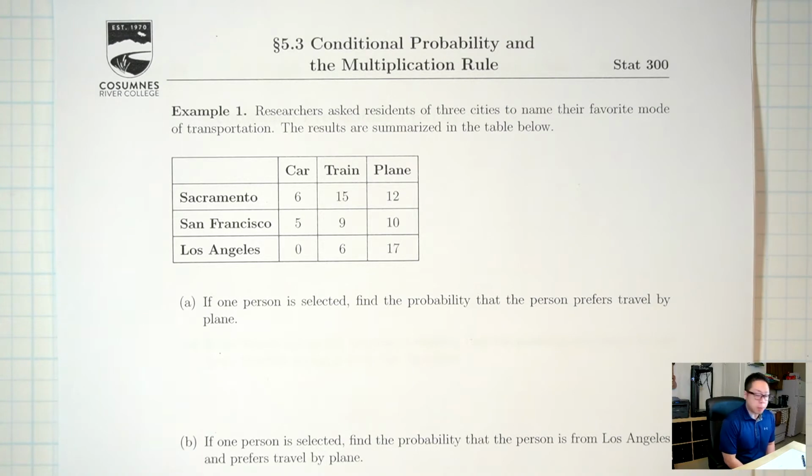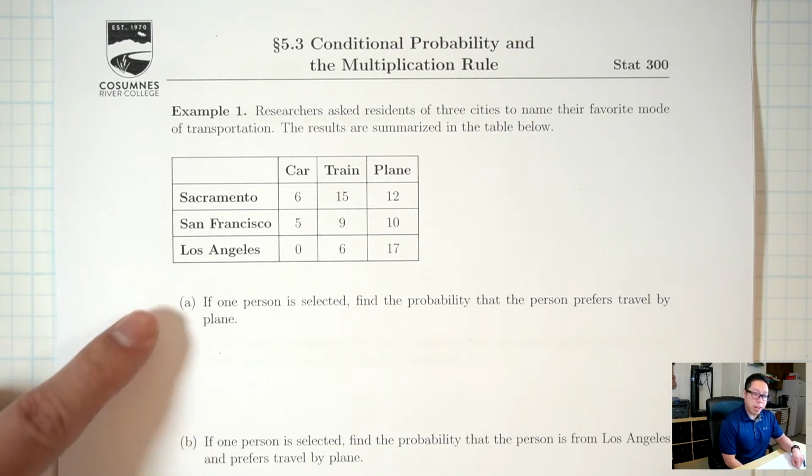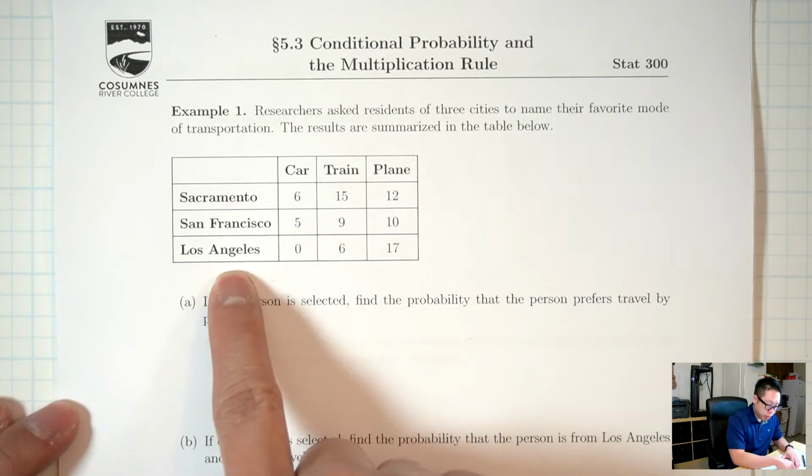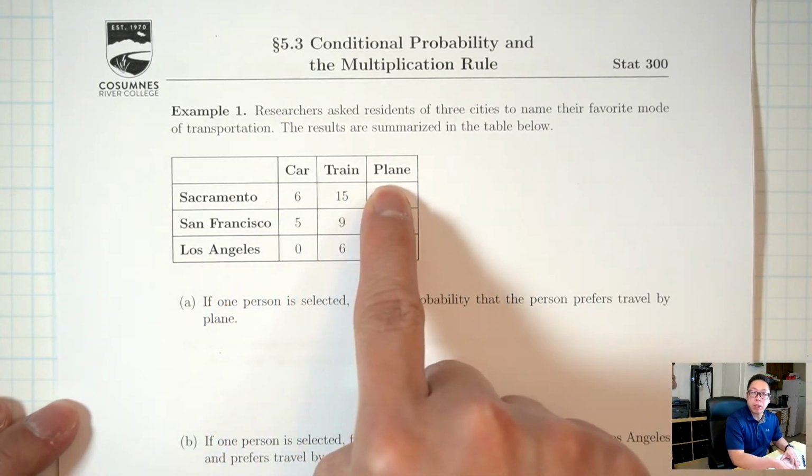Welcome back. I'm going to jump into example 1. Example 1 is going to be one giant example from part A all the way up to part R. We have a table here. This table represents people from these 3 cities and their favorite mode of transportation.